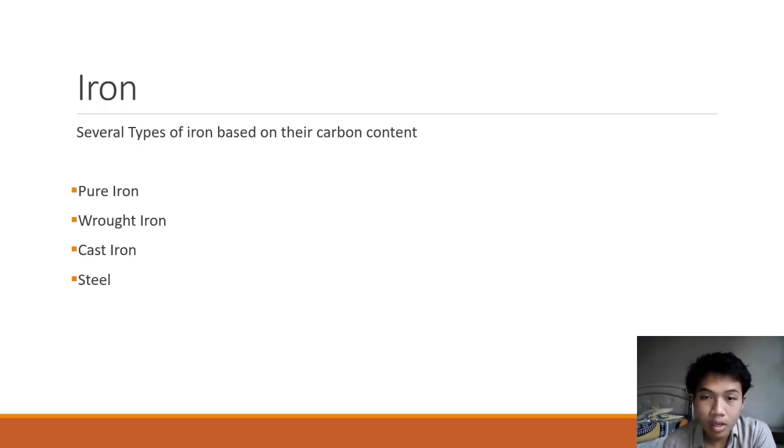Then let's talk about cast iron. Cast iron has a higher carbon content, usually between 2 to 4%. This is very hard and brittle iron. And let's talk about steel. Steel is iron that contains carbon in the range of 0.2 to 2%. It is the most commonly used iron in construction and manufacturing.